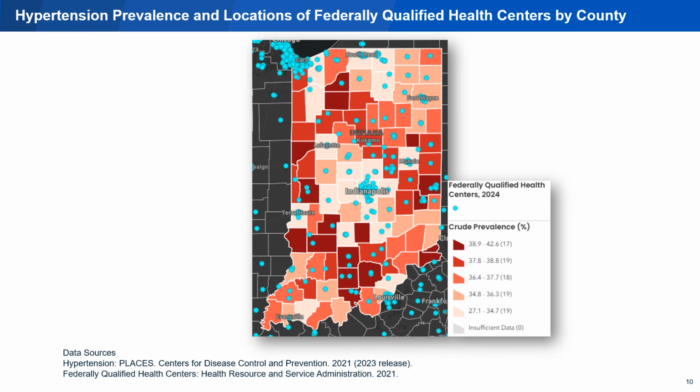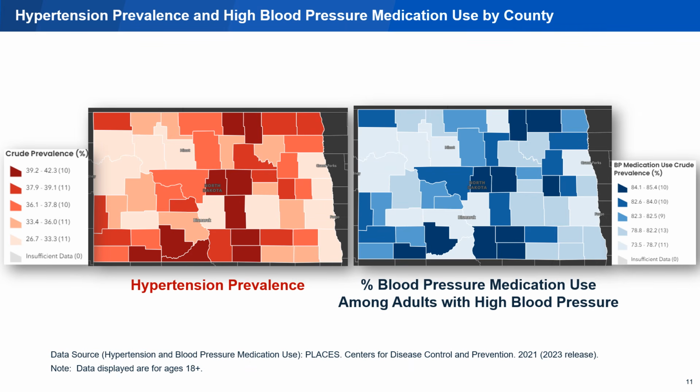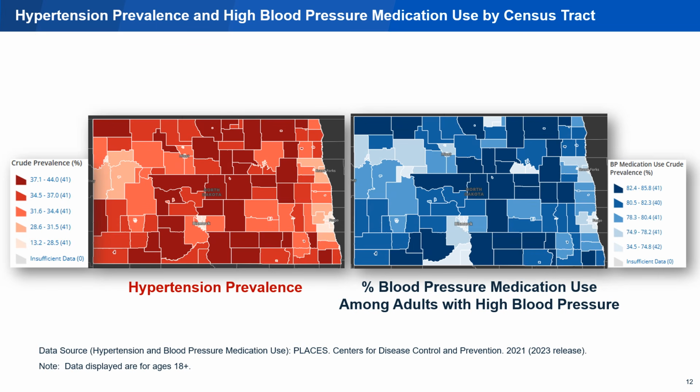no FQHCs. Because medication is one very important way to address hypertension, it is helpful to observe how the patterns of high blood pressure medication use line up with the prevalence of hypertension. That is what we are looking into with these two maps. And comparing these maps, we see that many of the counties with the highest prevalence of hypertension also have high proportions of high blood pressure medication use. We can break these data down by census tract too to look at hypertension prevalence and medication use at a more granular level.